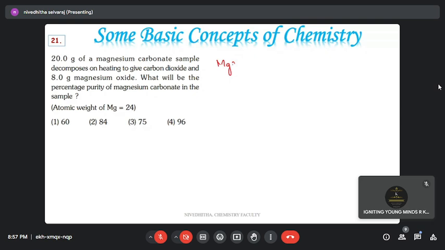So number of moles is equal to given mass divided by molar mass of magnesium carbonate. What is the molar mass of magnesium carbonate? In magnesium carbonate we have only 1 mole of magnesium whose atomic weight is 24, 1 mole of carbon whose atomic weight is 12, and 3 moles of oxygen whose atomic weight is 16. So what is the molar mass of magnesium carbonate?